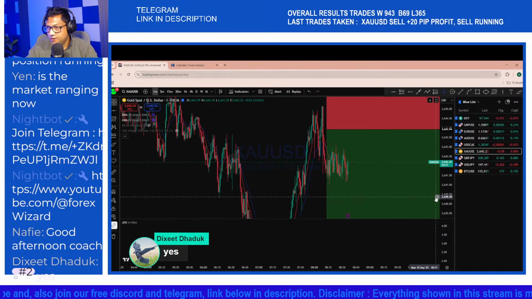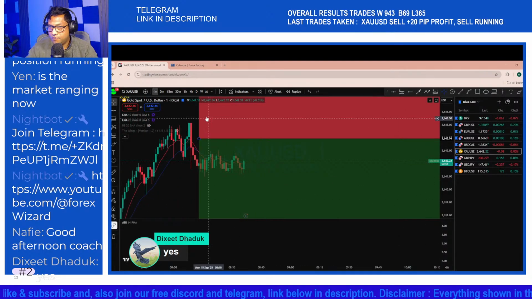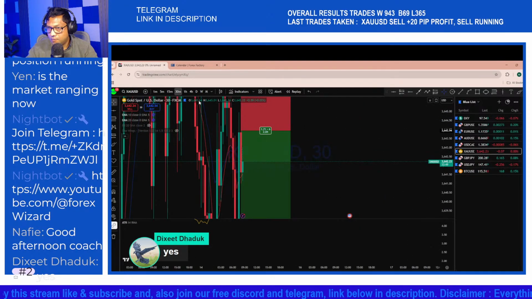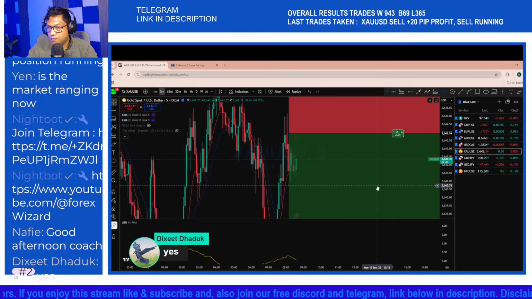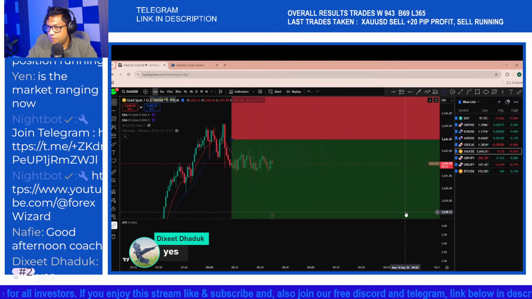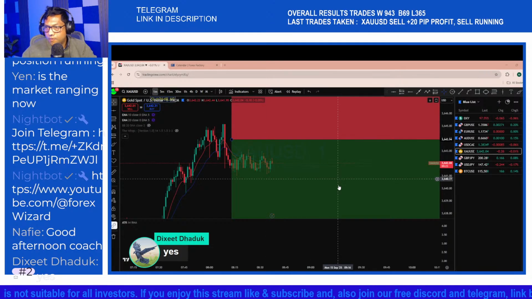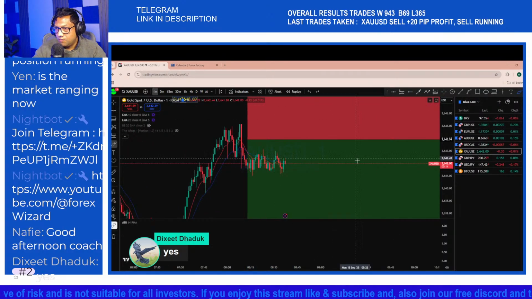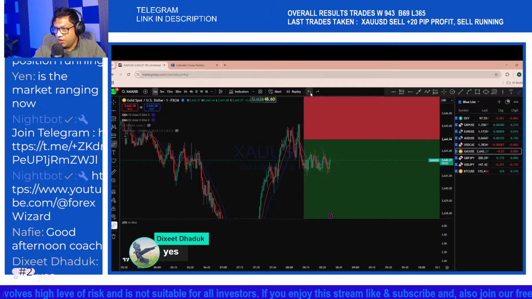There might be some rejection again, but here is the... this is a very, what I'd say, interesting structure that has formed, because if you look at here, you can see it's a curved structure that could eventually break below here in this market.